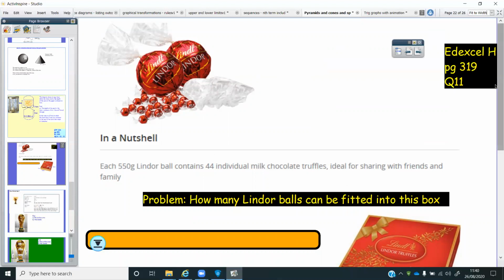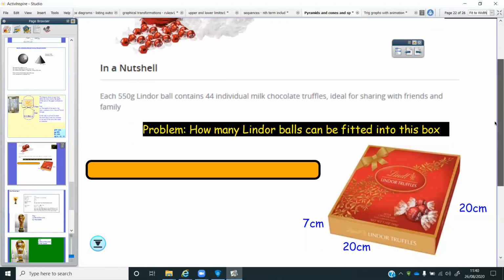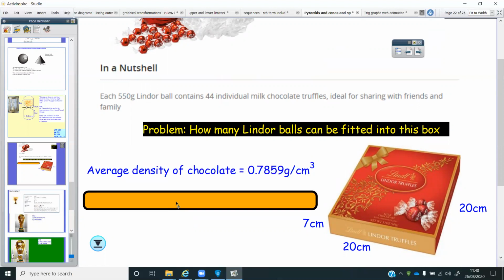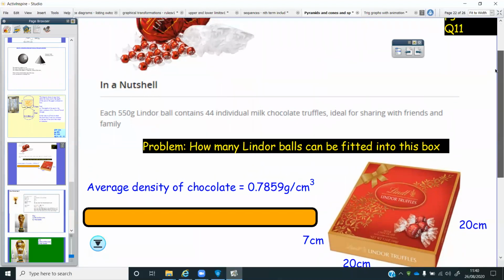How many Lindors can fit in this box? I've not given you much information there. This is a challenging question here. But what information do they need to know? They can work out the mass. When they've worked that out, they need to know the average density of chocolate here. By knowing the mass and density, they can work out the volume of each ball. Once they work out the volume of the ball, and there's 44 of each ball, they can then start working out.